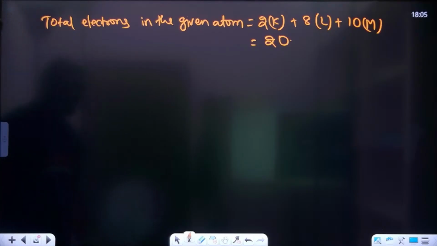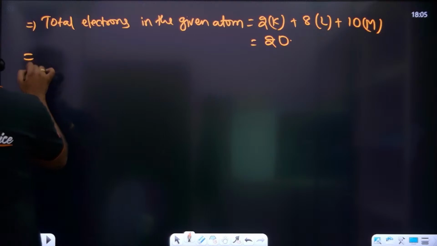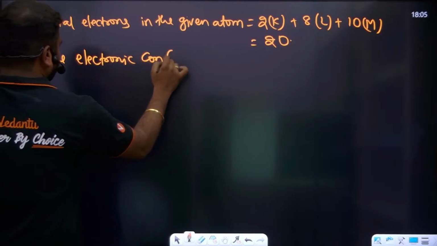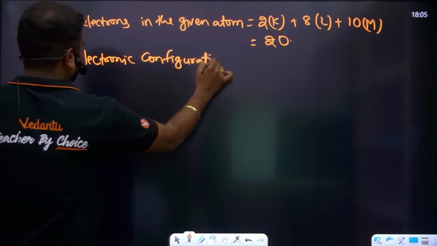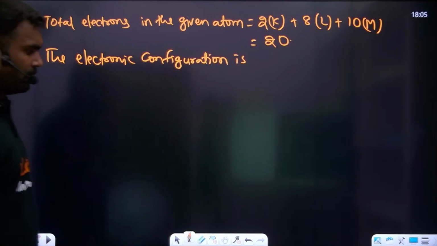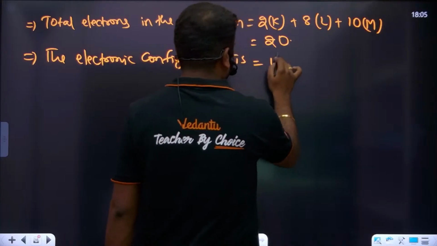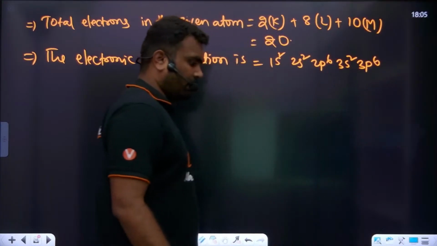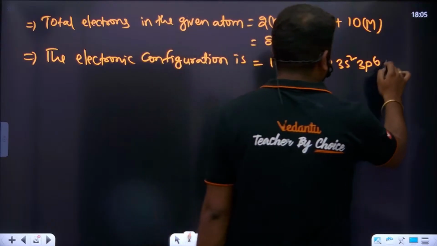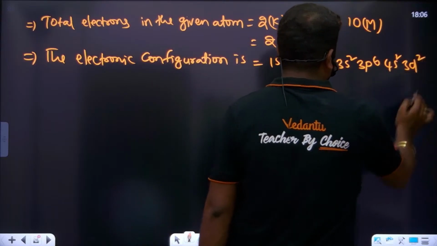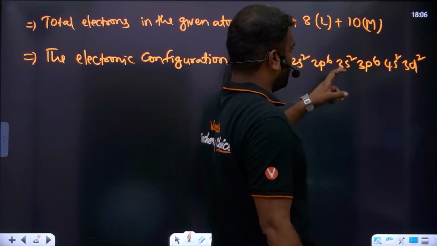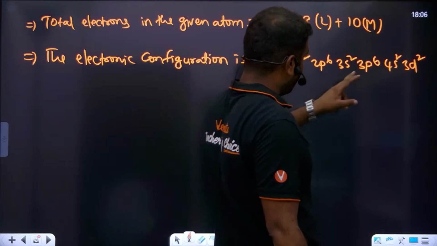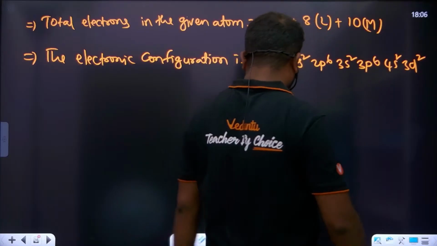So the electronic configuration is 1s2 2s2 2p6 3s2 3p6 4s2 3d2. 1s2 2s2 2p6 makes 10. 3s2 3p6 4s2 makes 20. Why does 3d2 come again? 3d2 does not come.